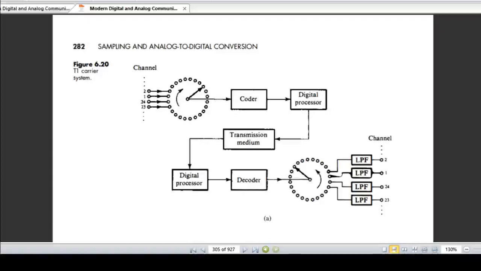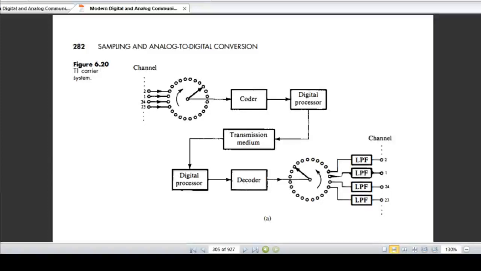The working operation of this T1 carrier system can be explained as follows. This system is designed to accommodate 24 voice channels. You can see here it is written channel, and there are 24 such channels. Each signal is band limited to 3.3 kilohertz, so the maximum bandwidth is 3.3 kilohertz for each signal.